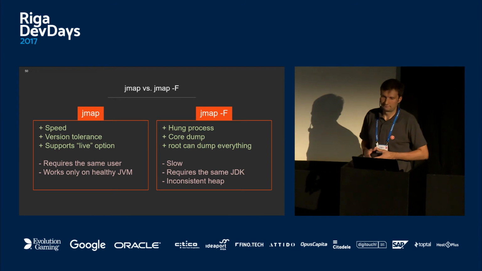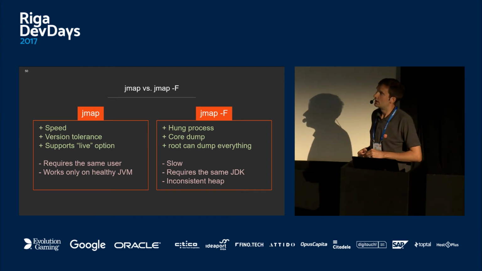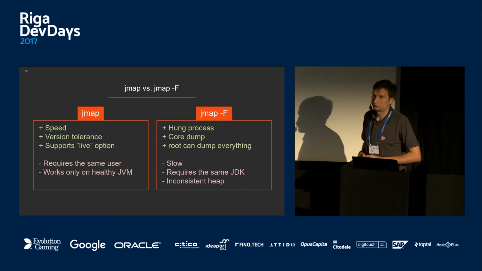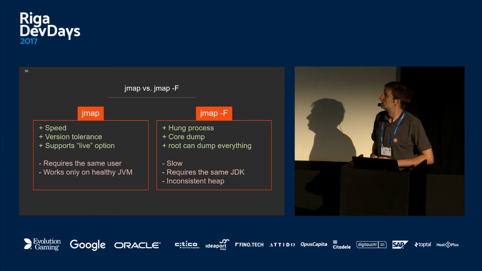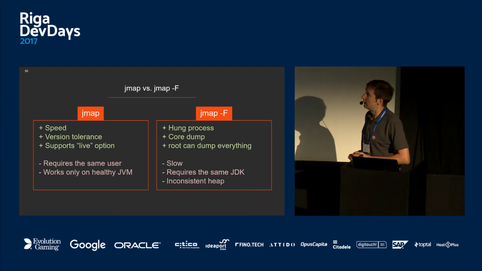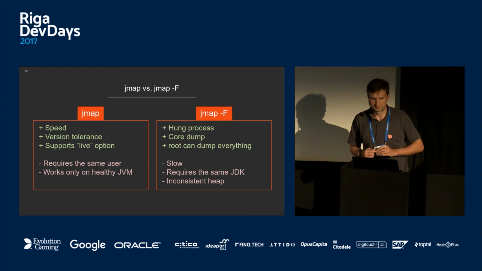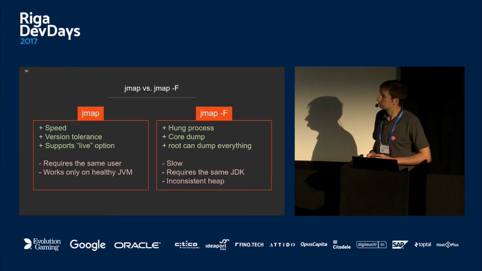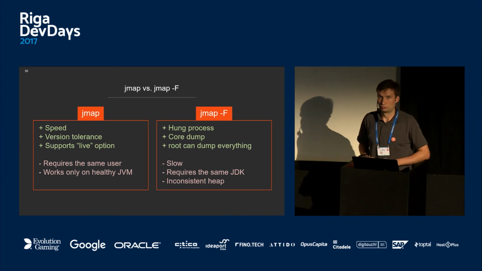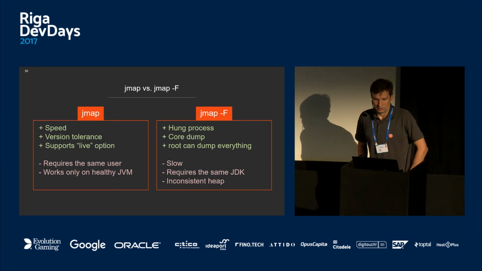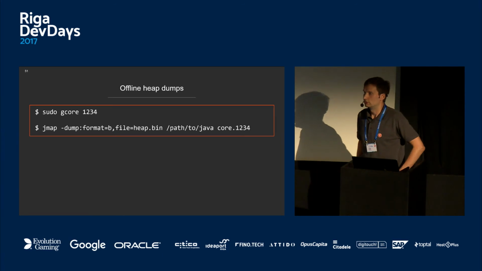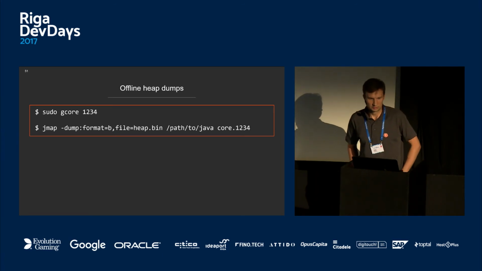jmap without -F asks the VM to make the heap dump, and this is really fast. But this works only on a live JVM. jmap -F can analyze hung processes and can even analyze core dumps of dead processes. But it requires the same version of JDK, and this can be 10 to 100 times slower. So the force mode is not really good for production environments.